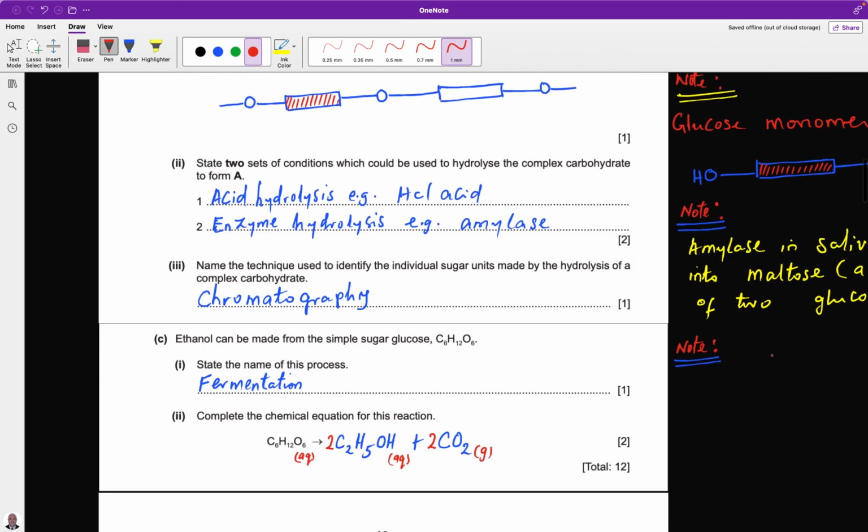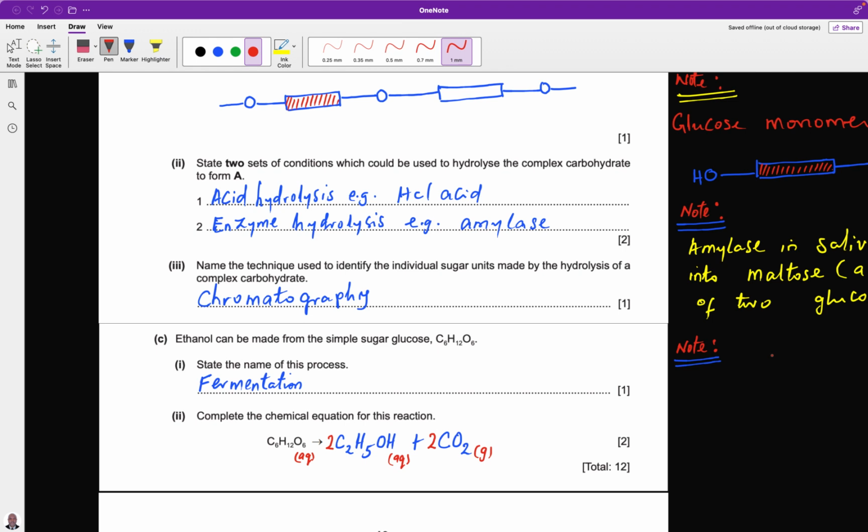Then number 3, name the technique used to identify the individual sugar units made by the hydrolysis of a complex carbohydrate. The only technique used today is what we call chromatography. Chromatography is the only technique that is used to identify the individual sugar units made up by the hydrolysis of a complex carbohydrate.